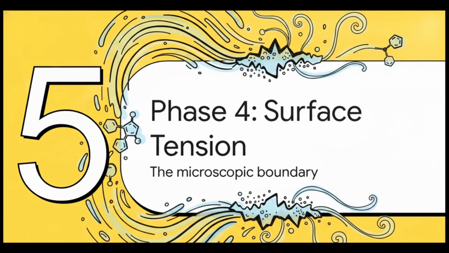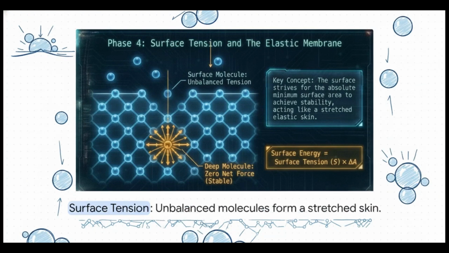Section 5, Phase 4: Surface Tension Phenomena. For this next phase, let's zoom way into the microscopic boundary layer. Deep inside a fluid, a molecule is pulled equally in every single direction by its neighbors, right? That results in 0 net force. But surface molecules lack upward neighbors, so they suffer this unbalanced downward tension.